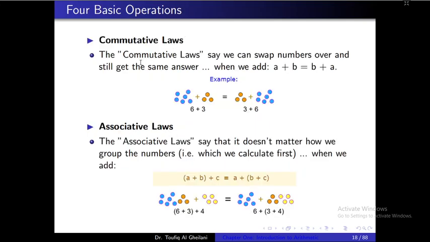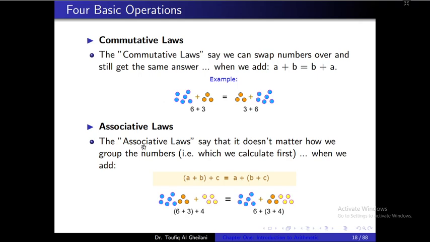Commutative laws. The commutative law says we can swap numbers over and still get the same answer. For example, when we add A plus B, we get the same as B plus A. For example, 6 plus 3 is 9. It's equal to 3 plus 6. Also we get the same answer, 9.